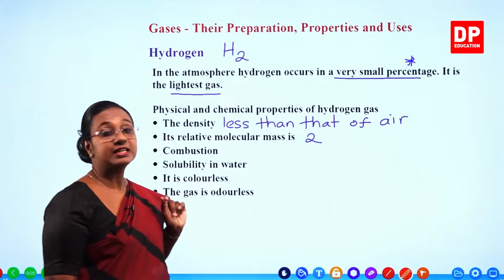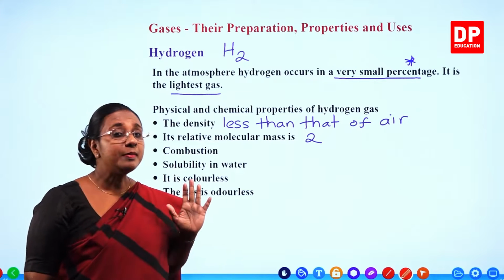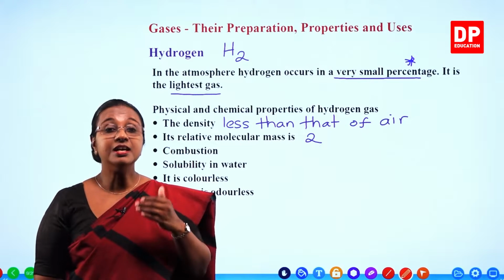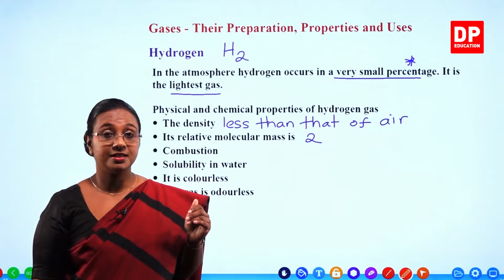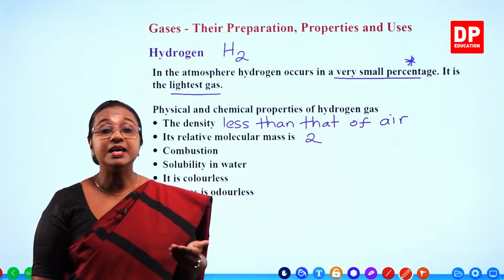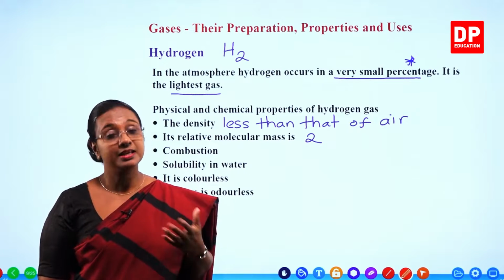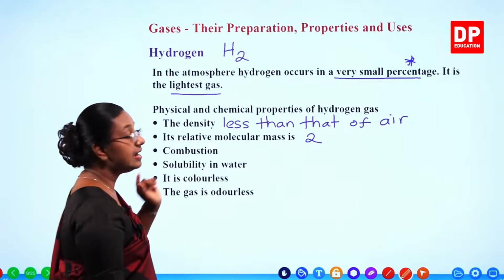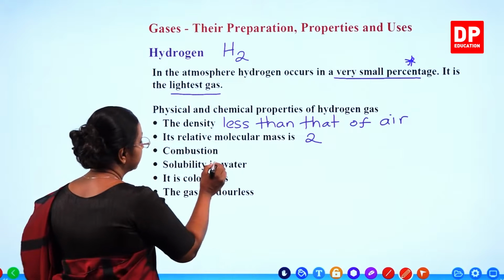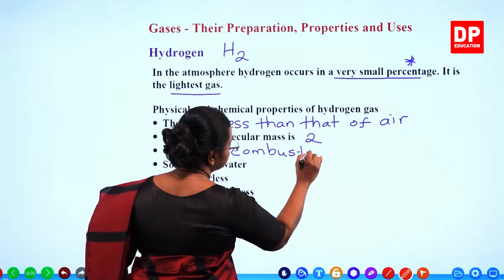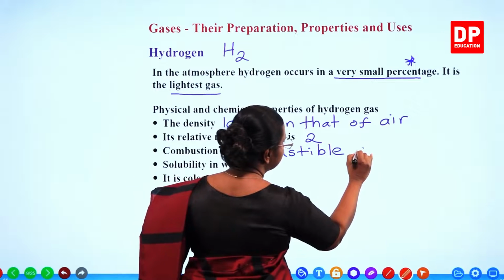Then if we consider combustion, now you are familiar with this also, students. Normally hydrogen is used as a fuel in rockets. How is that possible? Because it can burn. So it is a combustible gas. Hydrogen can burn in air. So it is a combustible gas.